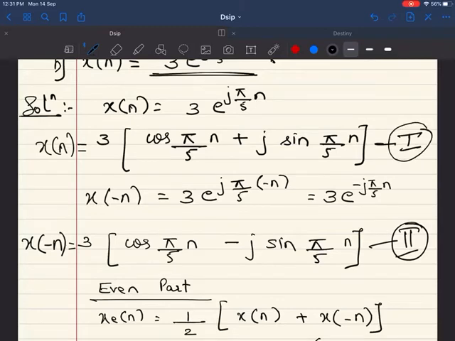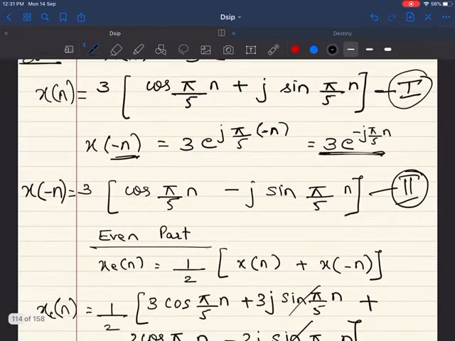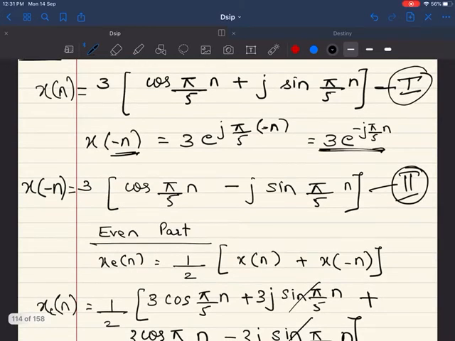Okay, now when I take x of minus n, which is the reverse, I simply have to substitute wherever there is n, I have to substitute it with minus n. So this is what I get. Now this can also be written as cos of pi by phi, 3 into cos of pi by phi n minus sine of pi by phi n. Let's call this equation number 2.